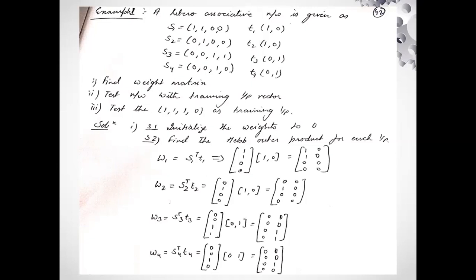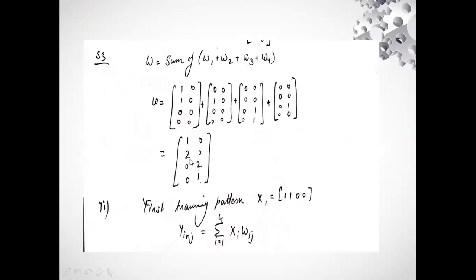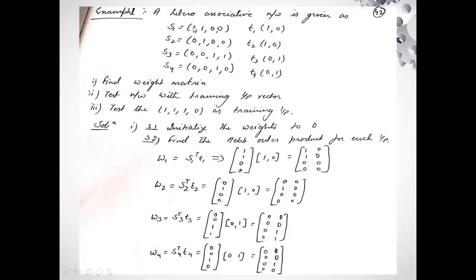How to find the outer product? We have W1 equal to S1 transpose times T1, with S1 being the small s and T1 the small t. Similarly, W2, W3 and W4 will be calculated. So what is S1? S1 is 1100. The transpose of S1 turns the row into a column: earlier it was a row, here it is a column because of the transpose. Now this is multiplied by T1.